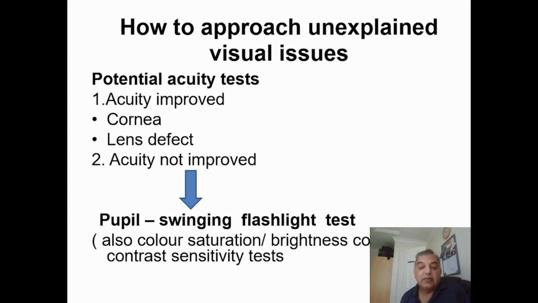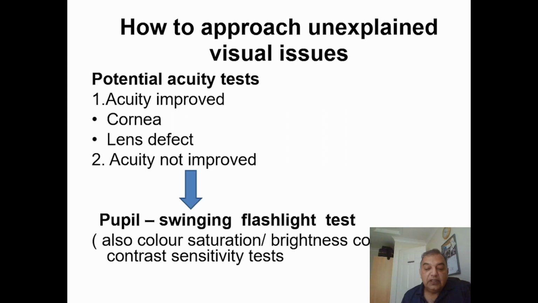So how do we approach an unexplained visual loss? We do some potential tests for acuity. If the acuity improves, then the problem is probably in the cornea or it's a defect in the lens. If the acuity is not improved, we do a swinging flashlight test in which we take a flashlight and we look at the pupillary reaction in one eye, then the other, and as we swing it from eye to eye, generally you will notice that where the light is swung, the pupil tends to constrict. However, you could get a paradoxical dilatation of the pupil, which is called a relative afferent pupillary defect, and we'll talk about it in a bit.